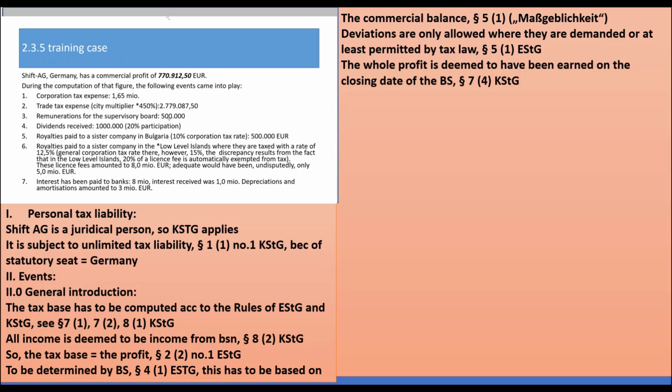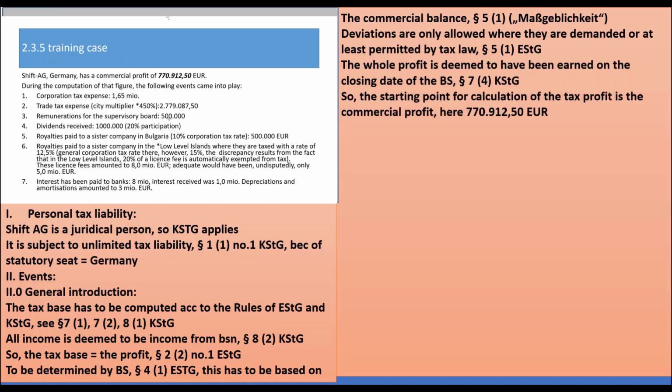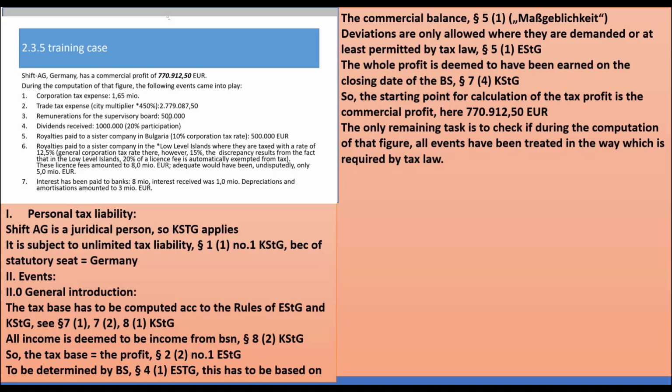The whole profit, now question three, when will the amount become tax relevant, will have to be seen as if it had been earned on the closing date of the balance sheet, that's 7.4 KStG. So we have answered all the decisive three questions, which give us a good frame for an approach to the case. Only one thing is now open: how high is the balance, the tax base? And we have already found we have to base our computation on the commercial accounting. So the result from commercial accounting is the starting point for our calculation. And then we just check if all the events which have been booked during the computation of the commercial profit have been treated in the same way as tax law requires or allows to do.